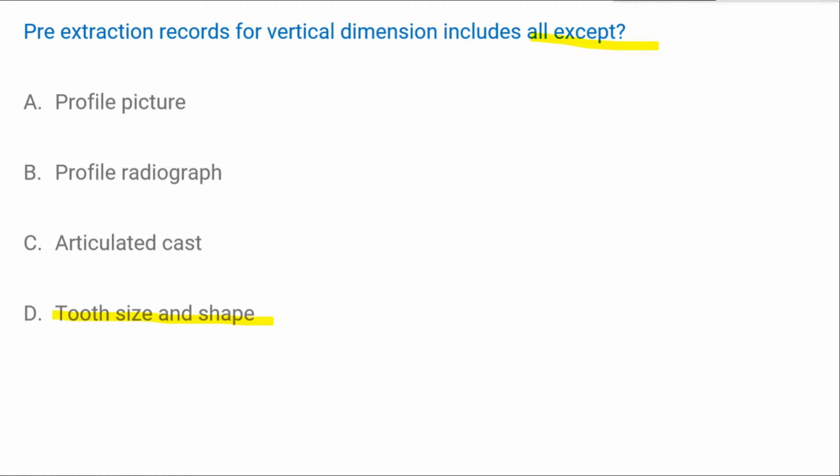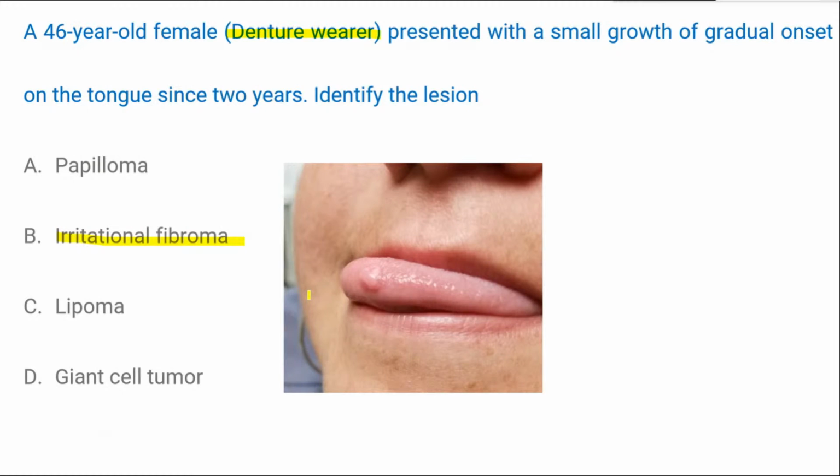One second. If fibroma is not an option, then the correct option could be lipoma or giant cell tumor, because both are chronic lesions. They take a long time to develop and have similar presentations. Out of the four options there, papilloma alone has the cauliflower-like growth. The others have almost similar presentation and similar features. It's based on the other things that come along with it.